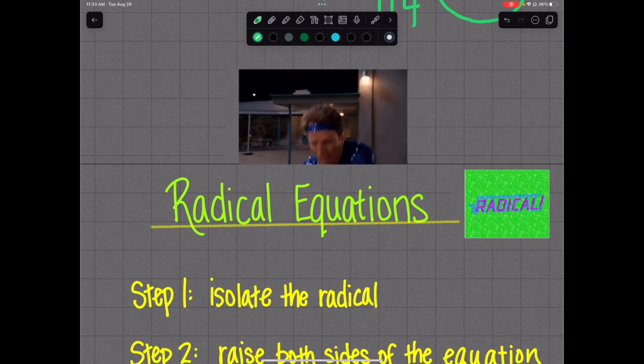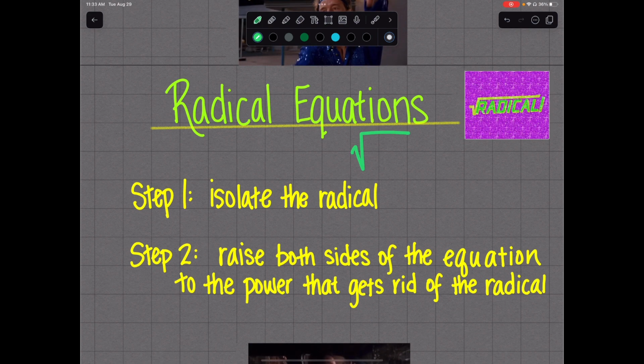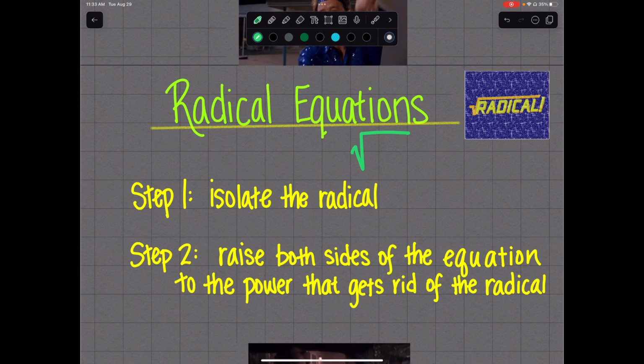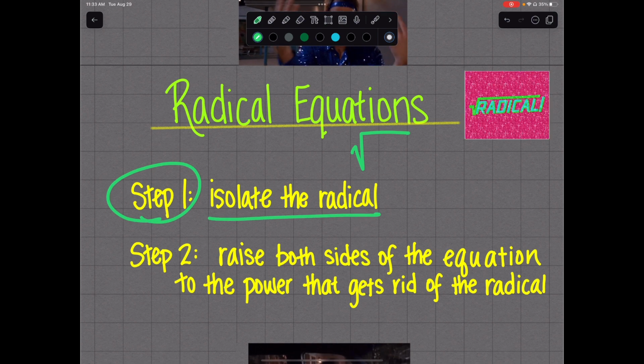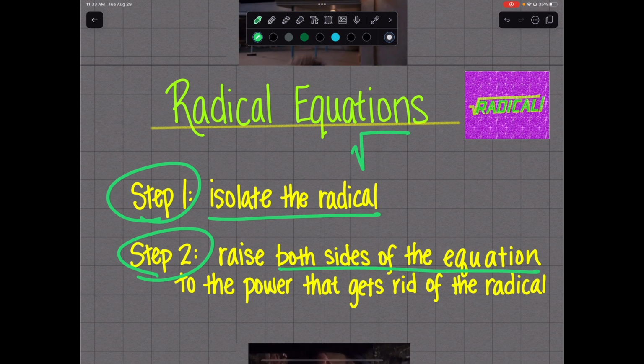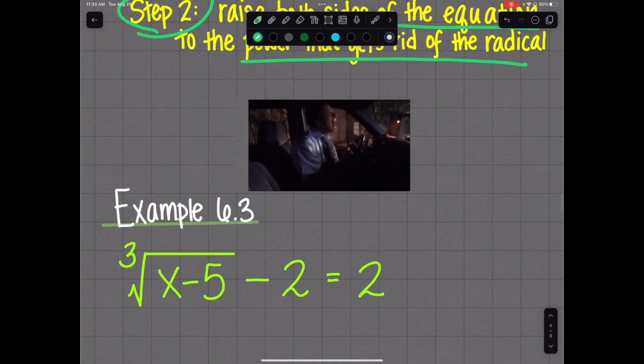All right, now let's talk about radical equations, or any equation that has one of those radical signs in it. So you can do the same thing here as you can in other equations where you try and get rid of that radical sign. So what you have to do to get rid of that radical sign is step 1, isolate the radical. And then step 2 is to raise both sides of the equation to the power that gets rid of the radical. I know that doesn't make a lot of sense until we actually do it.